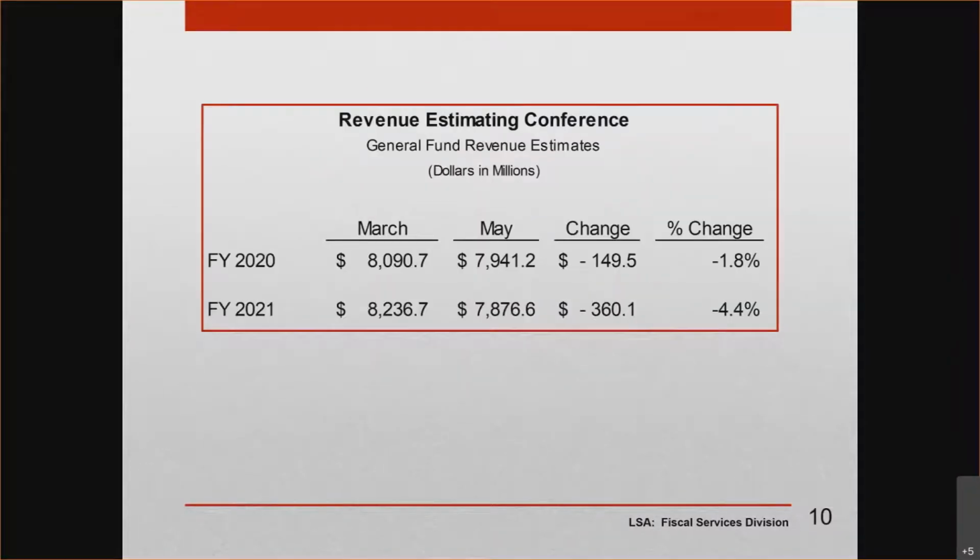And here's a table that goes back to May, and so you can see what the REC was up against. They had to come in May and revise the March estimates that they had made. Because the economy had shut down for about a month and a half, they revised the fiscal 2020 estimate downward by about $149 million, about 1.8%. And then they lowered the fiscal 21 estimate by about $360 million, or 4.4%. The fiscal 21 budget was the one that they were trying to enact at the June session.